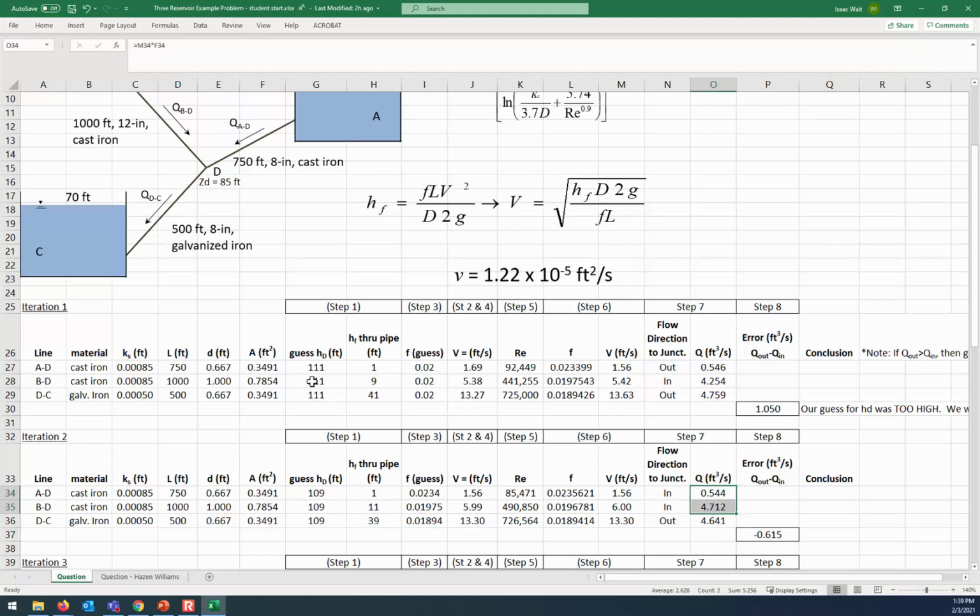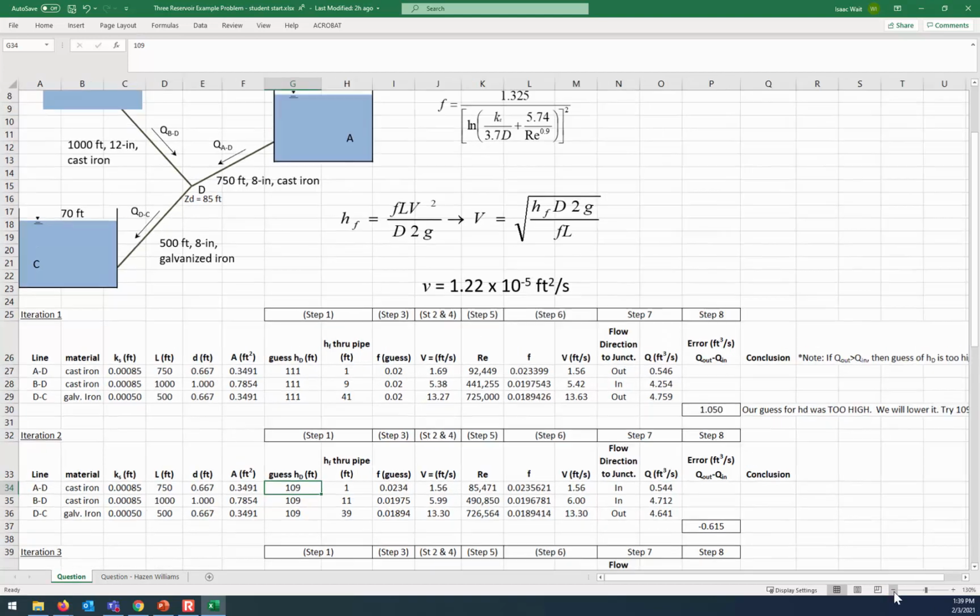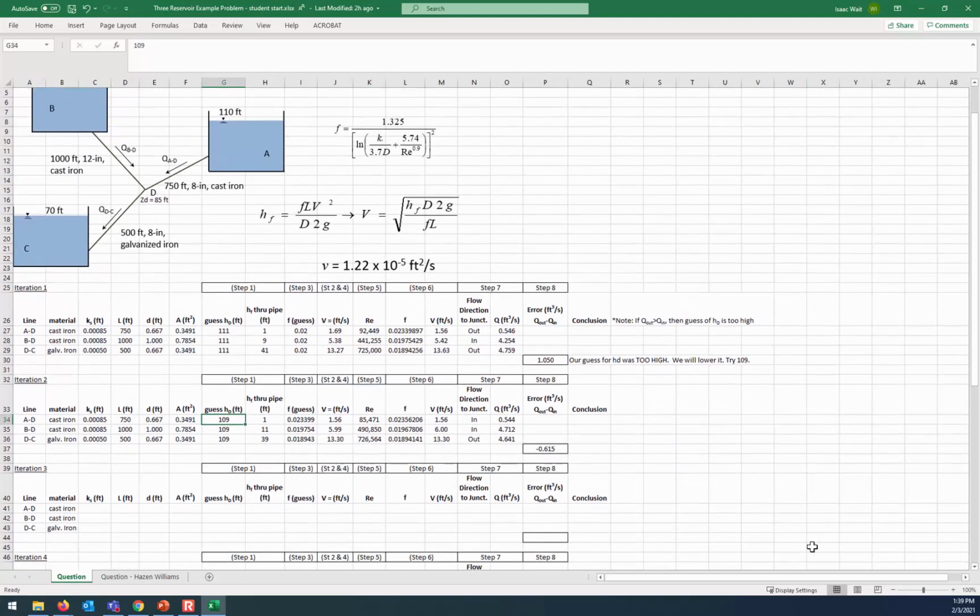So this is like Goldilocks, right? The porridge is too hot, the porridge is too cold. So 111 is too big, 109 is too small. So our next iteration needs to be, let's try 109.5. So I'm going to copy everything. Oh, I didn't type my conclusion. Our guess for HD was too low. We will raise it. Try 109.5.